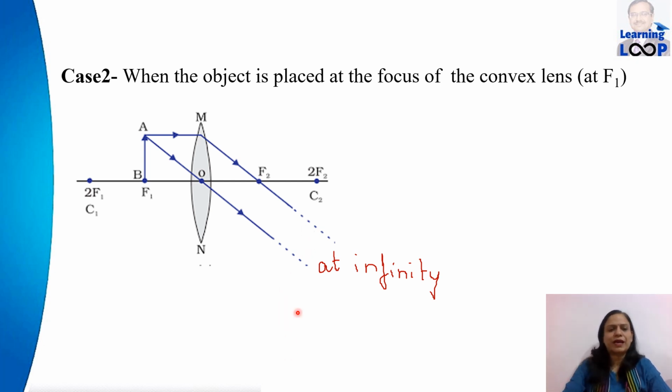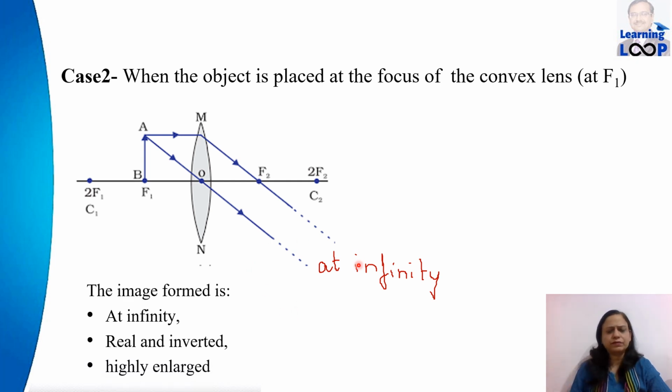So what are the various parameters associated with this one? Image is going to be formed at infinity. Obviously, it's the real light rays that are traveling, so it's going to be a real image, and real is always inverted. So real and inverted. And the farther it goes, the bigger it gets. So it's going to be highly, highly enlarged.